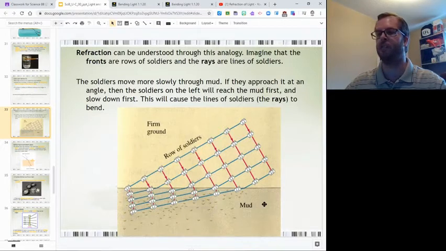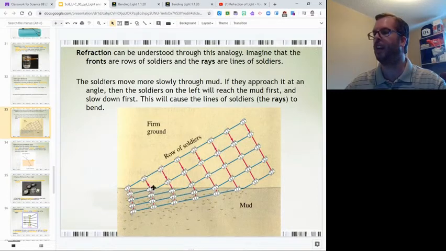Okay, so it's not a gradual transition. It goes immediately from firm ground to mud, kind of like the surface of the water. If you think there's air and then all of a sudden it's water, there's no shady area, if you will. So we have the row of soldiers, and they are staying equal spaces apart here. Okay, and if you notice, as the soldier transitions from firm ground, you could imagine as they transition to muddy ground, they start walking slower.